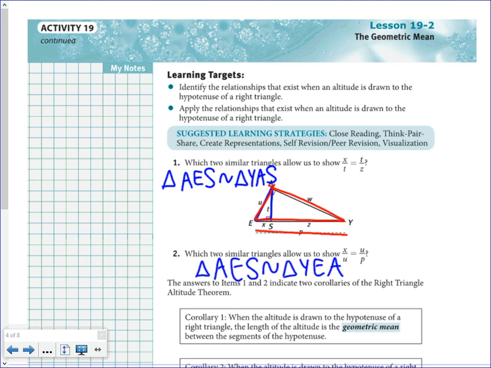So now we're going to be looking at two corollaries related to the right triangle altitude theorem that we looked at in the previous lesson. So a corollary is kind of like a sub-theorem. It's just related to this theorem. You're going to treat it just like it's a theorem. It's just called a corollary because it follows directly from another theorem.